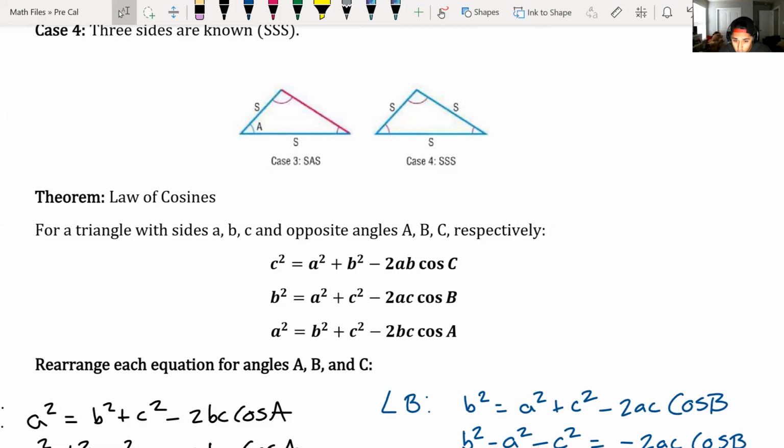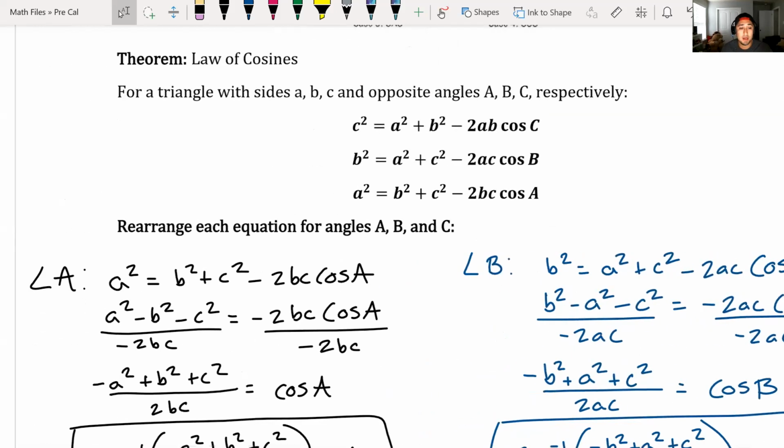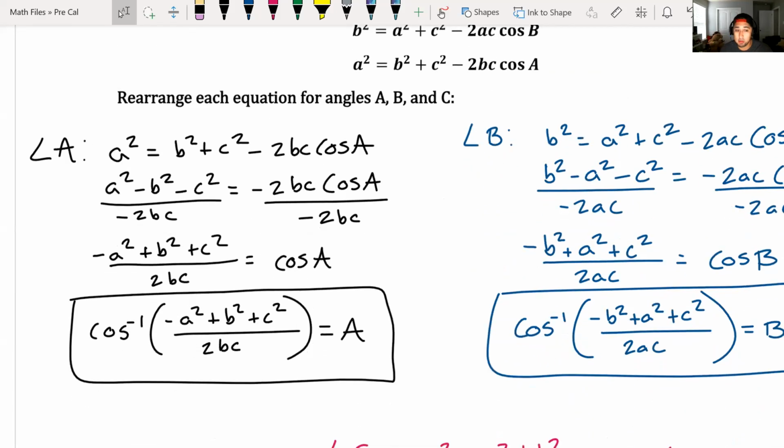Now, what if you want to solve for angles A, B, or C? Well, this means you would have to rearrange the formulas, which I've done for you already, so that saved us some time. The first one on the left is for angle A. If I rearrange this to solve for angle A, we get that A equals the inverse cosine of negative A squared plus B squared plus C squared over 2BC.